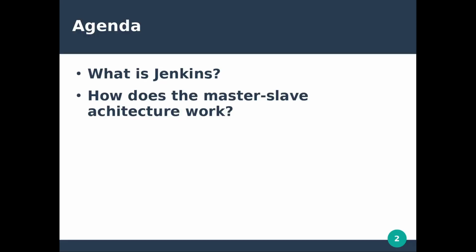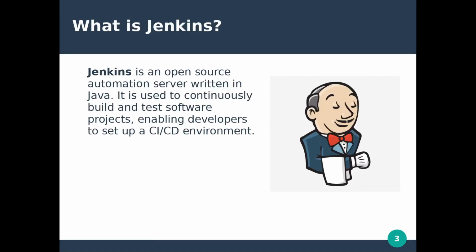I am Razvan, and in this tutorial we will discover what Jenkins is and how the master-slave architecture works. Jenkins is an open source automation tool built for continuous integration purposes. It's used to build and test your project continuously, making it easier for developers to integrate changes into the project.